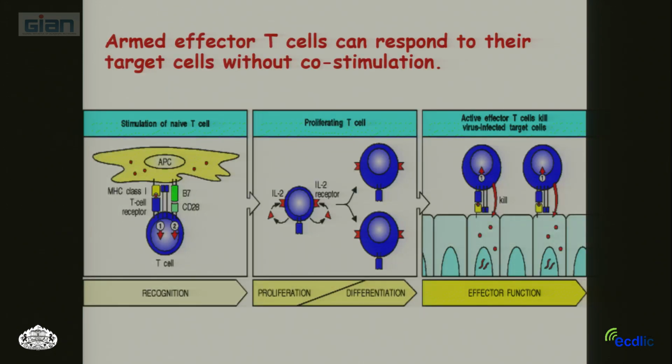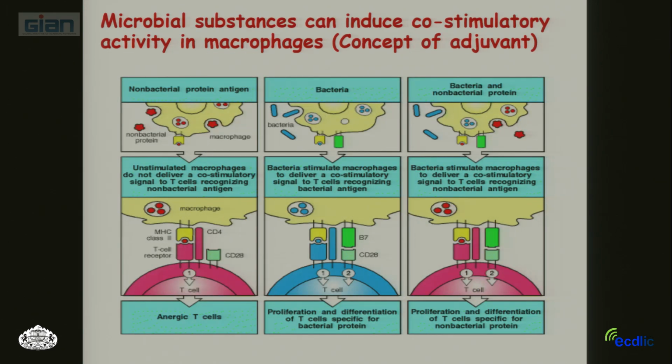Once these effector cells are armed, they don't need further co-stimulation. That's an interesting concept. Once these cells are stimulated through signal 1 and signal 2, they start producing IL-2, they start proliferating, and these proliferated cells, once they differentiate, can go and do their effector function. In this context, it's mostly CD8 positive T cells, cytotoxic killing, and so on.